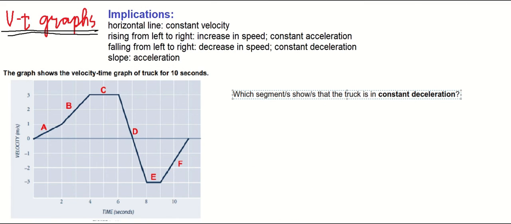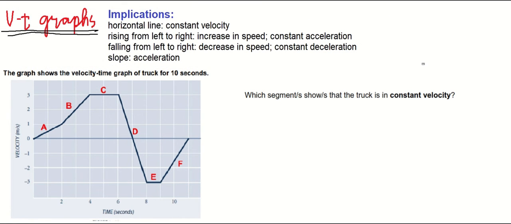For the next question, we have here which segment or segments show that the truck is in constant deceleration. Again, kaya hindi ko binubura yung implication sa taas para mas madali natin siyang ma-identify. So, sabi dito, deceleration. Okay, so we'll look for the segments in the graph on the left that are falling from left to right. So, pababa. So, we have segment T. Again, due to human error, I think we inputted a different letter on your reading material. Kindly correct it. It should be segment D.